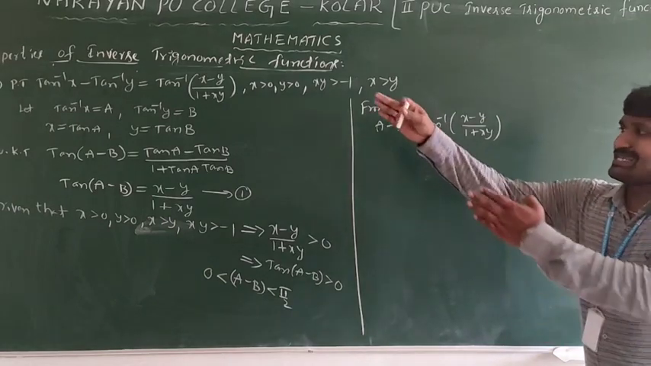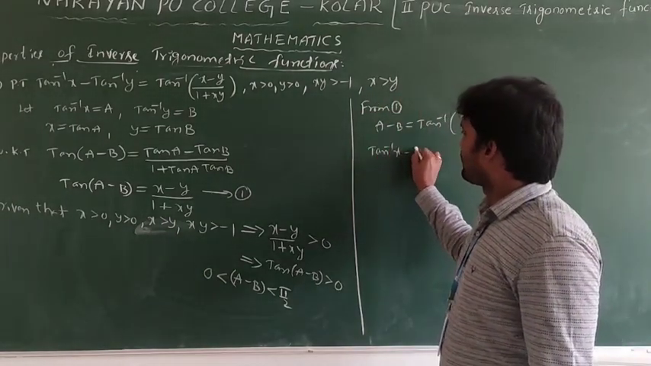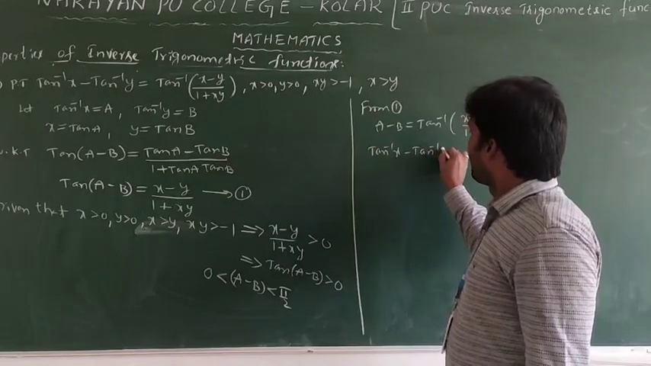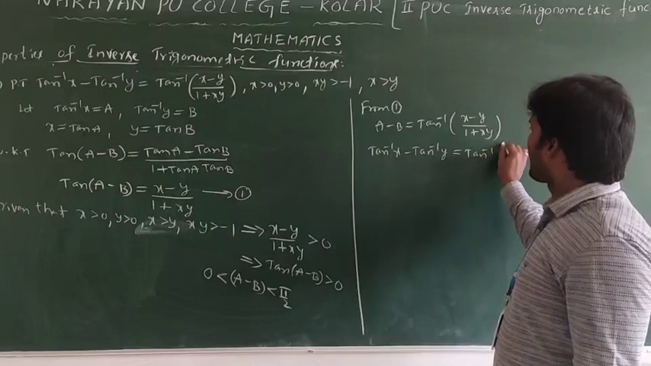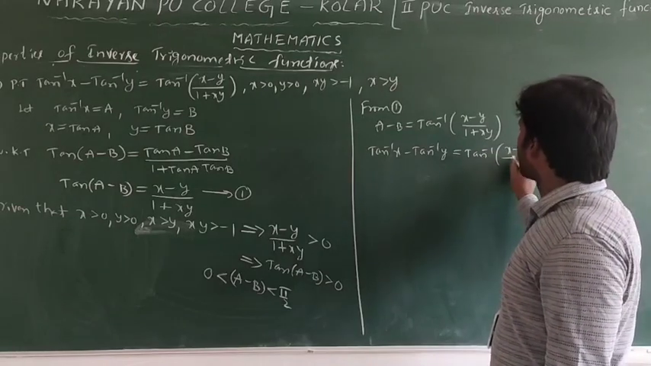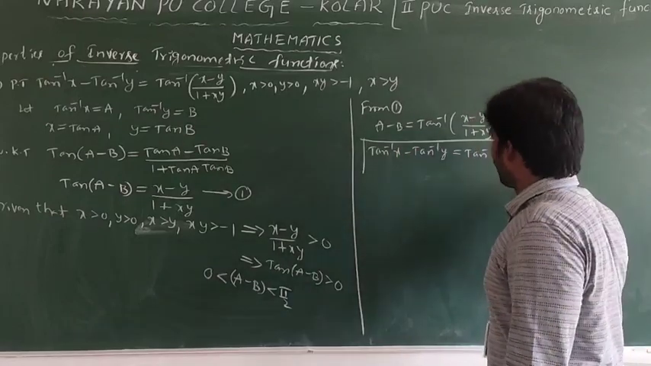Now replace the a value and b value. What is the a value? Tan inverse x. The b value is tan inverse y. So tan inverse x minus tan inverse y equals tan inverse of x minus y by 1 plus xy. So the second one is proved.